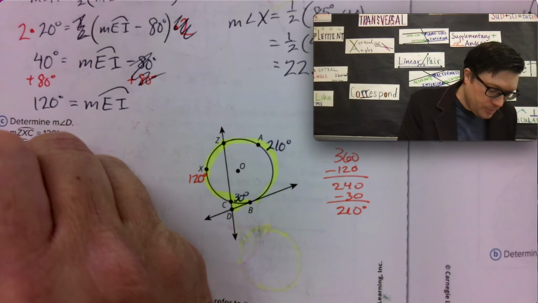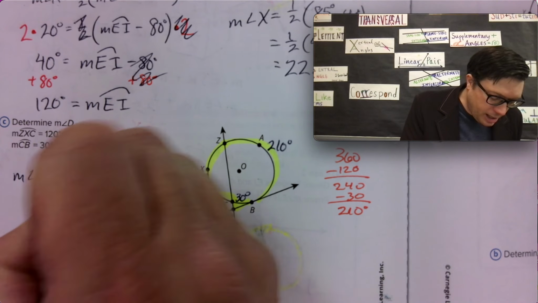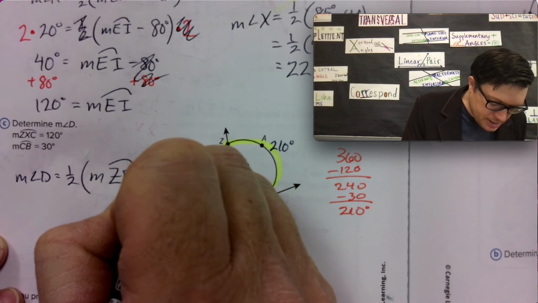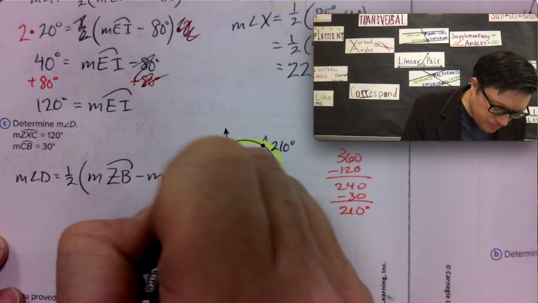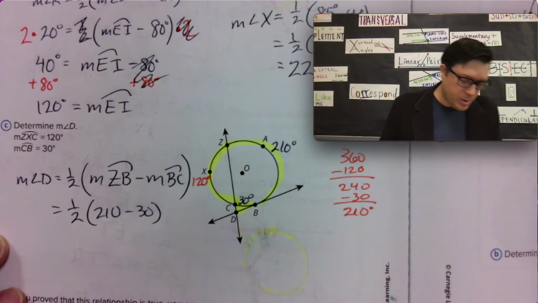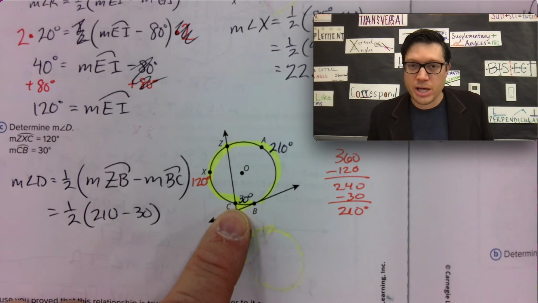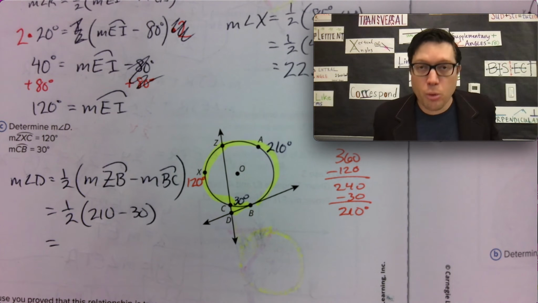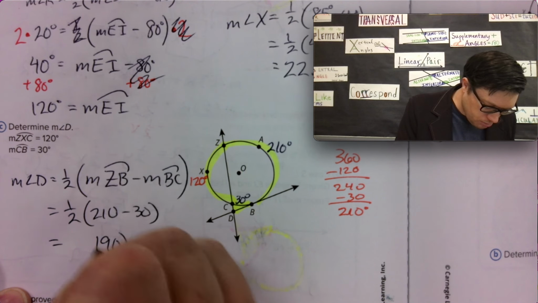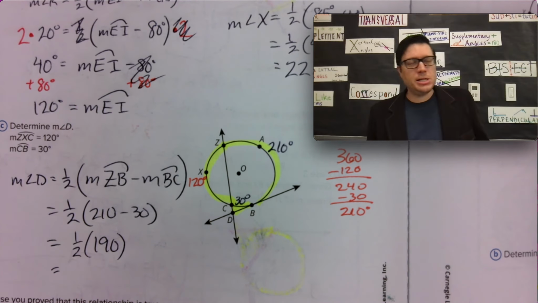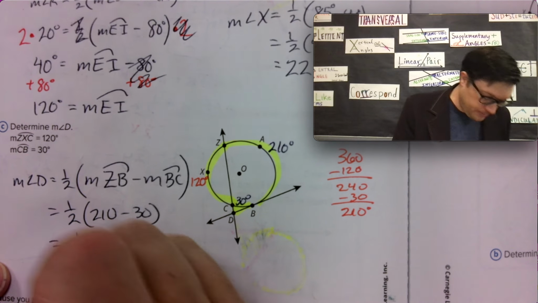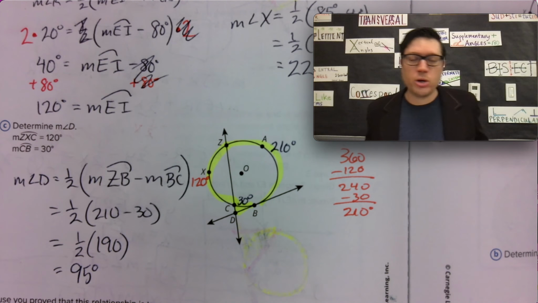Now we use the formula. The measure of angle D is 1/2 the measure of arc ZB minus the measure of arc BC. Plug in the numbers that we have. We have 210 minus 30. The 210 is the bigger one minus the 30, that's the smaller one. Simplify the parentheses. So 210 minus 30 is 180. Multiply by 1/2. Let's see, 1/2 of 200 is 100. 1/2 of 180 is 90. This must be 90. There we go, the measure of angle D, 90 degrees.